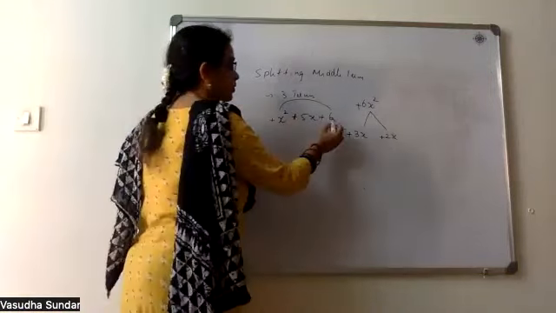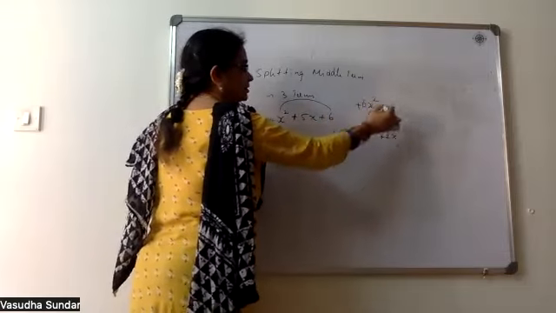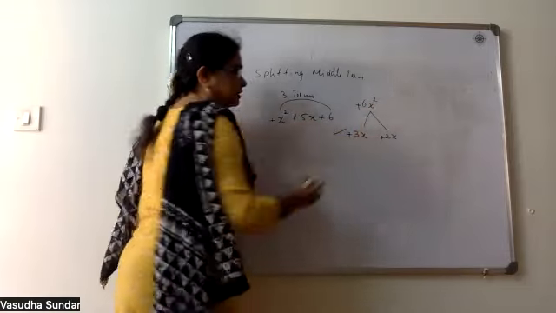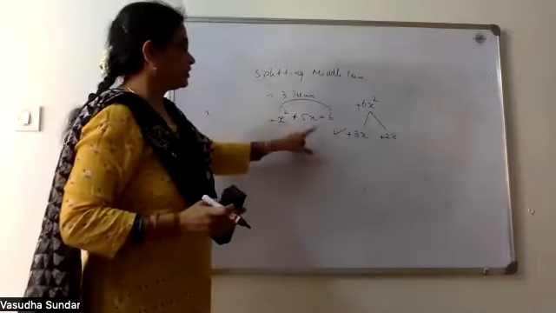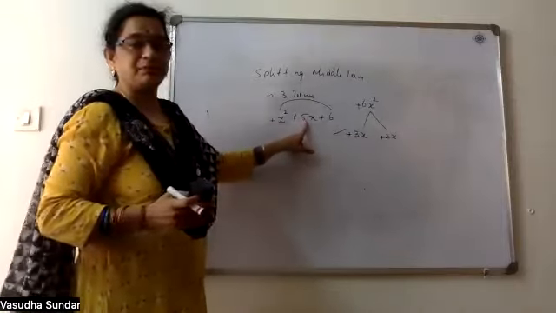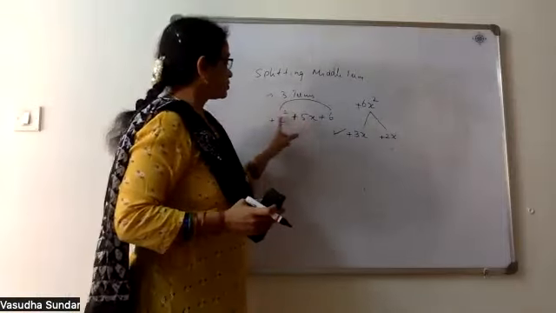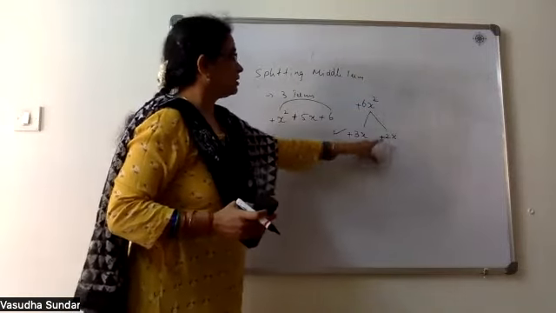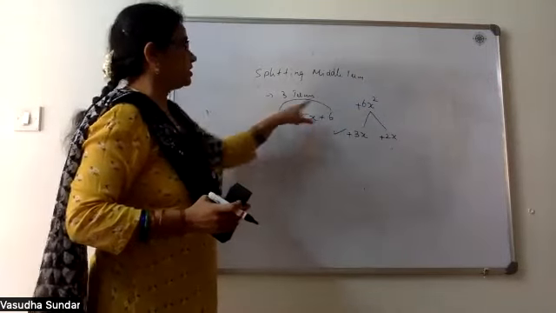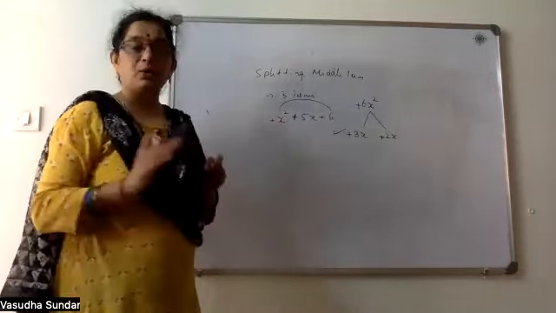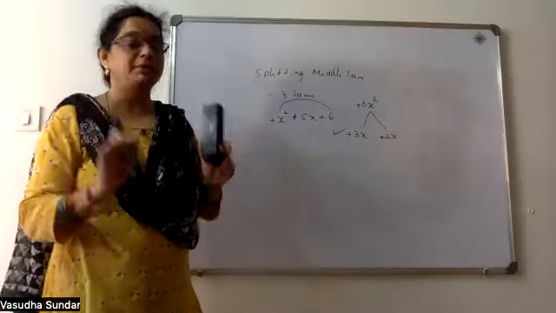So you take the product of the first and the last terms, and then you find factors such that the sum of the two factors is the middle term, and the product of these two factors is equal to the product of the first and the last terms. Now what I do, I split the middle term.